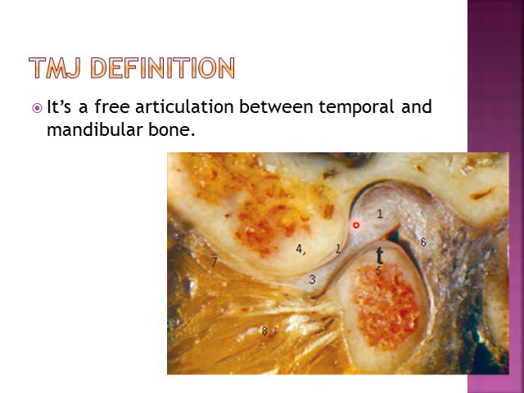glenoid fossa. Between them, as we said before, the disc has three parts: the posterior part, the anterior part, and the middle thinnest part. The posterior part has the posterior attachment, which is the bilaminar zone, because of the superior and inferior attachment. Also, the anterior part of the disc has superior and inferior attachment.